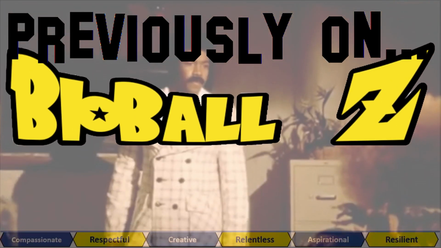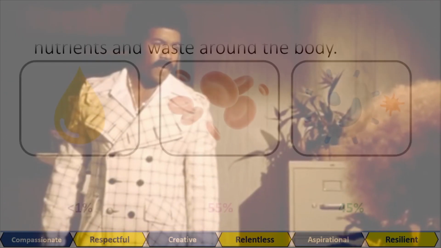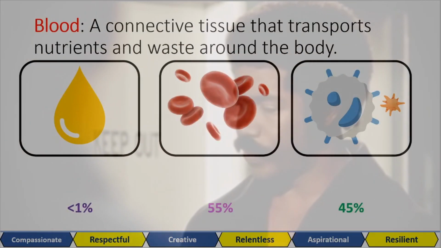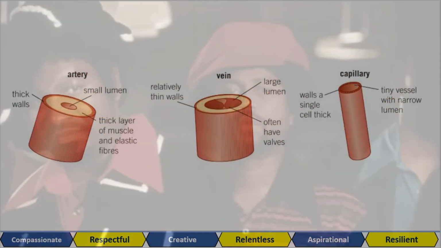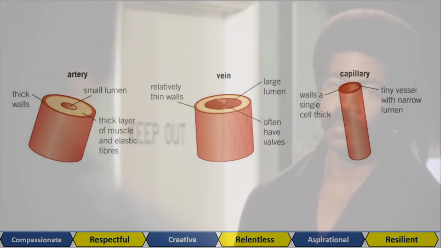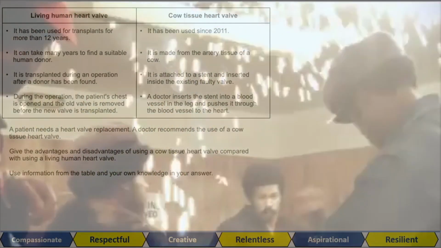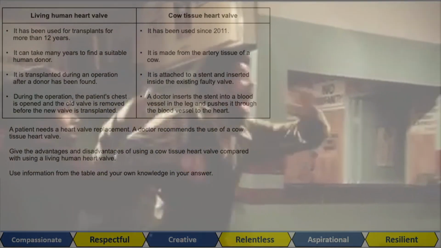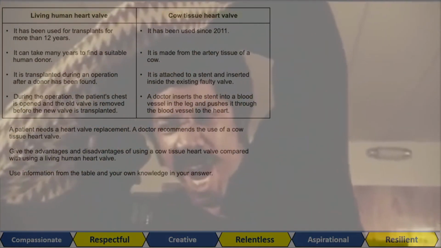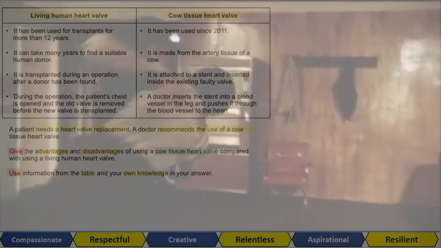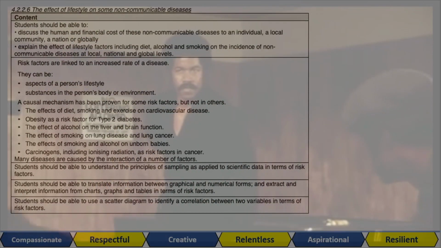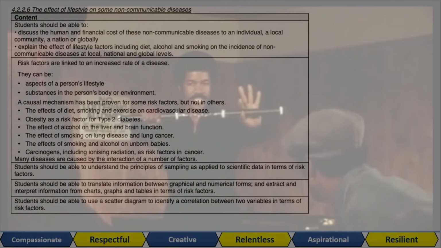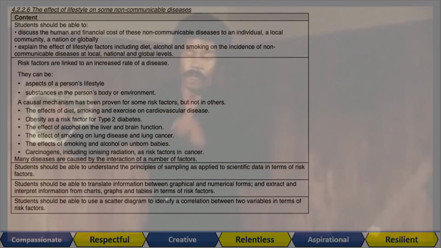Previously on Bio Ball Z, our heroes entered the cardiovascular system to confront the different types of blood cells and blood vessels. And just when they thought they got all the knowledge that they needed to power up, they were attacked by this past paper question on heart valves replacement. But by using the highlights, they were able to discover how to decode exactly what the question wanted them to answer. And now, our heroes have entered the realm of non-communicable diseases such as diabetes, obesity, lung cancer, and more.